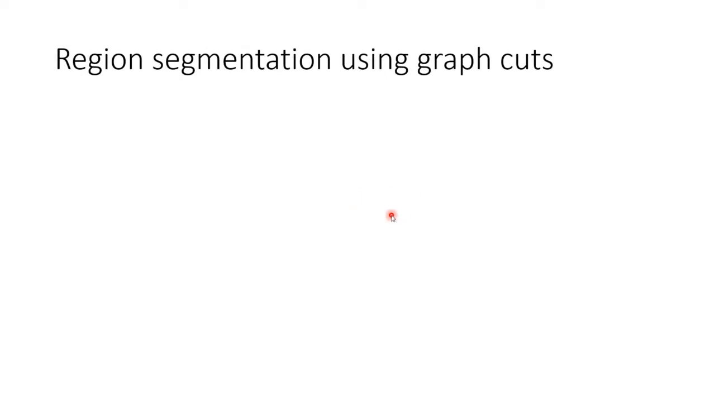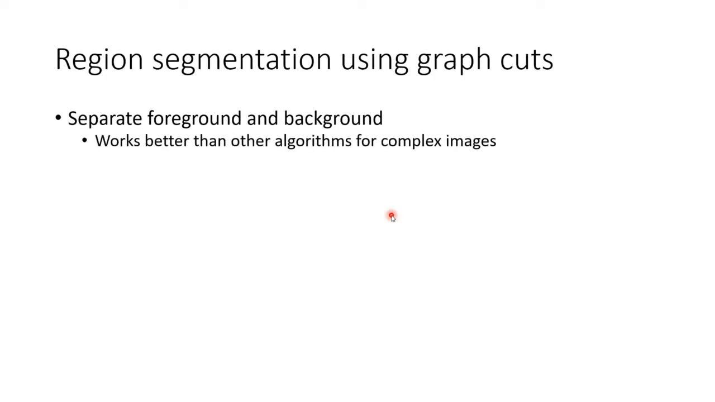So graph cuts is another key method. The idea is to separate foreground and background, and it works better than other algorithms for very complex images, for natural images, right? Natural images have a very complex background. What is a complex background? One that is not homogeneous, right? Whichever way you look, if you're not looking straight at a white wall, the background is always going to be full of objects. So that's a complex image for you. It's very difficult to segment.